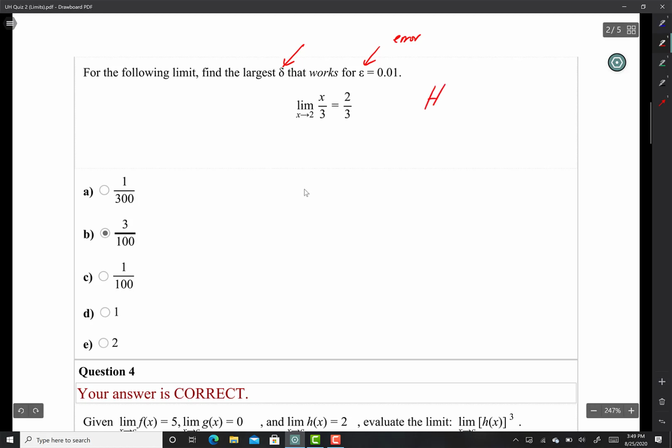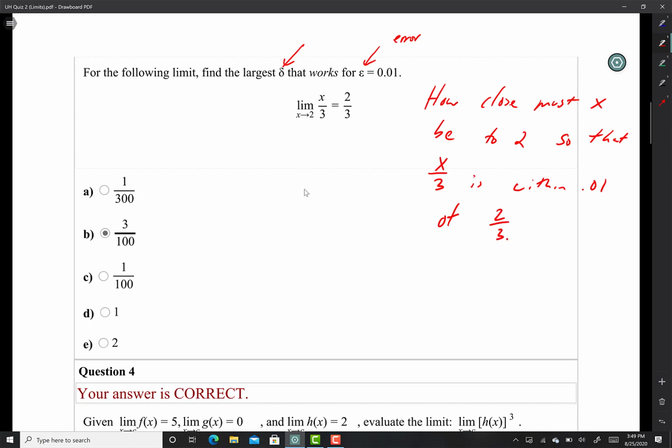So I'll write it here. How close must x be to 2 so that x over 3 is within 0.01 of 2/3. All right, so let's do that, guys. Since I want to be within 0.01 of 2/3, I want to take the difference, right? So the absolute value of x over 3 minus 2/3, and I want this difference to be no larger than 0.01. So there it is.